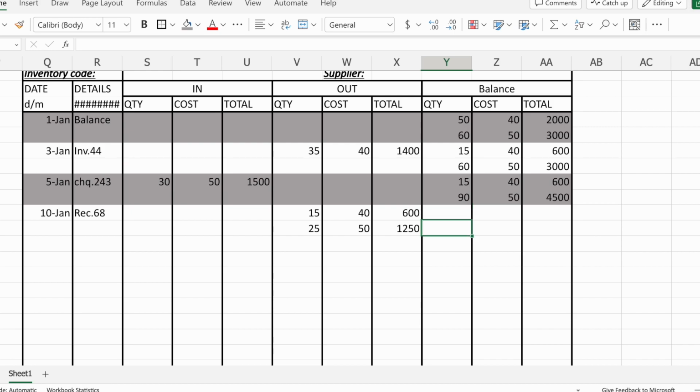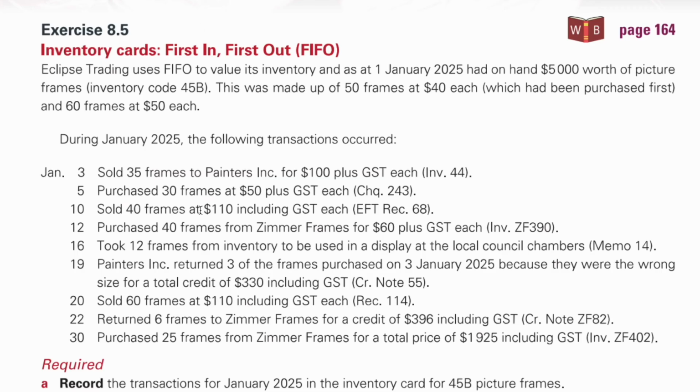Now there's none of the $40 one, right? So when there's none, you don't record it, you just leave it blank. So it equals 90 minus 25, 65, and there's 65 remaining of the $50 one, which in this case is 3,250.